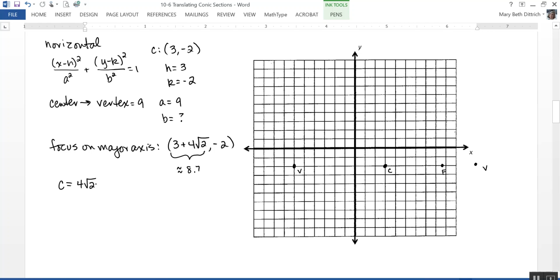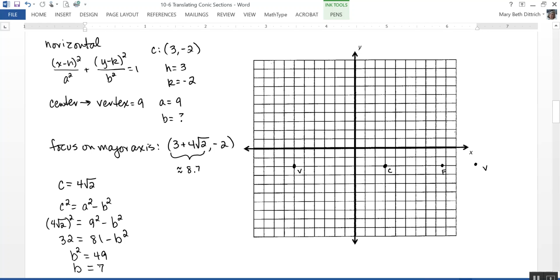So now I can use the relationship for an ellipse, c squared equals a squared minus b squared, to figure out what my b is going to be. So I will have 4 square root of 2 squared is equal to a squared minus b squared. 4 square root of 2 squared is 4 squared, which is 16, times square root of 2 squared, which is 2. 16 times 2 is 32, is equal to 81 minus b squared. So b squared is equal to 49. So my b is equal to 7.